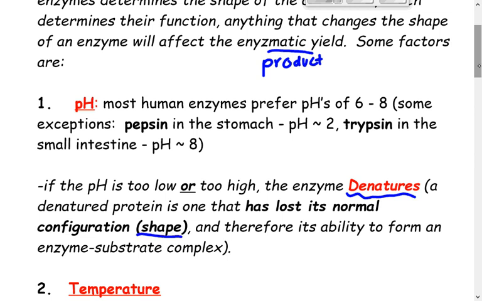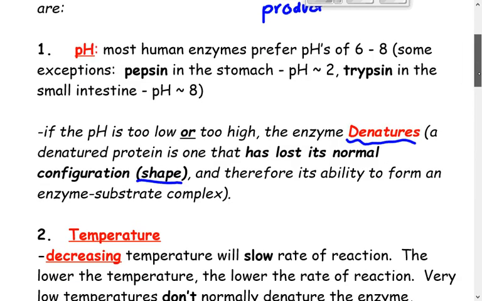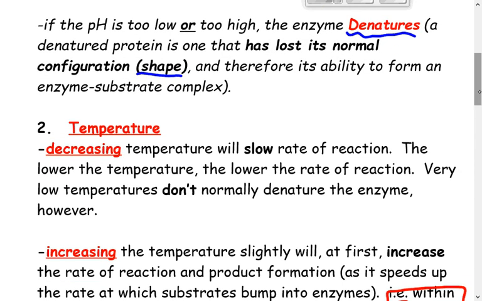The second one is the temperature. Temperature is kind of a tricky one, because if we decrease the temperature a little bit, it's going to slow the rate of the reaction just because the molecules are going to be moving slower. So the lower the temperature, the lower the rate of reaction. But low temperatures don't normally denature or change the shape of the enzymes.